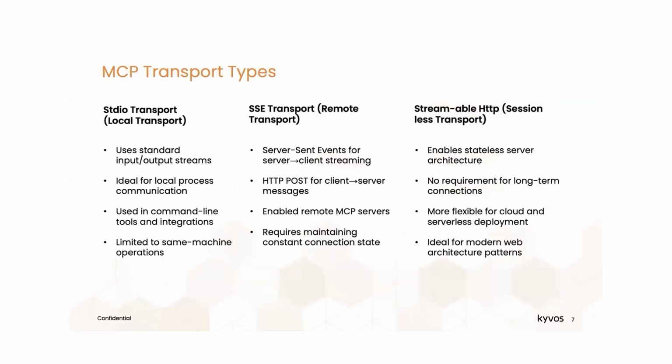Now let's look at how the MCP client and MCP server communicate with each other. So there are primarily three transport mechanisms that the MCP protocol supports. One is STDIO transport, the second one is SSE transport, and the third one is streamable HTTP. Now, STDIO transport is generally referred to as a local transport. In this transport mechanism, the MCP server is launched as a child process of the MCP host or GenAI app, and both the MCP client and MCP server communicate using the standard input-output streams.